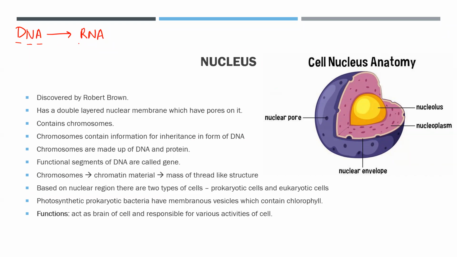Deoxyribonucleic acid and ribonucleic acid. Okay, there are two types of nucleic acid. Nucleic acid means ऐसे acidic substances जो nucleus के अंदर मिलते हैं. Okay, so there are two nucleic acids.